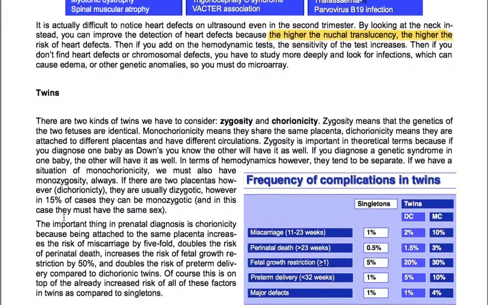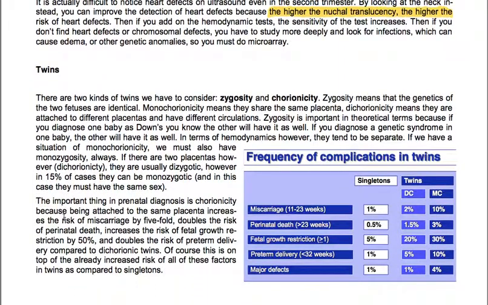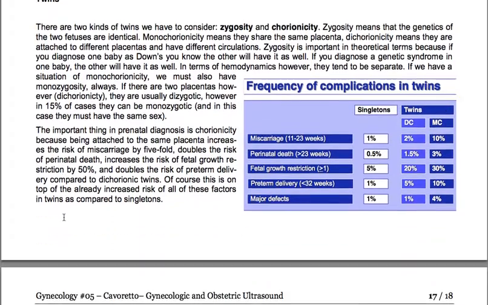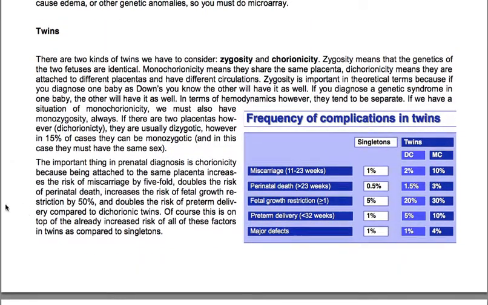Twins. There are two kinds of twins that you have to consider: zygosity and chorionicity. Zygosity means that the genetics of the two fetuses are identical. Monochorionicity means that they share the same placenta. Dichorionicity means that they are attached to different placentas and have different circulations.